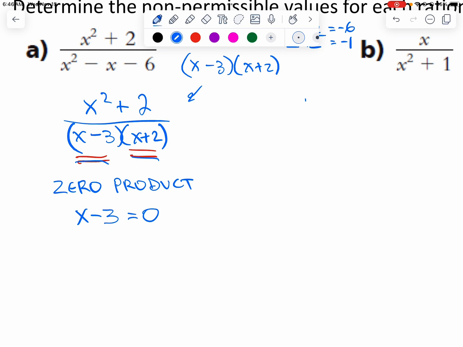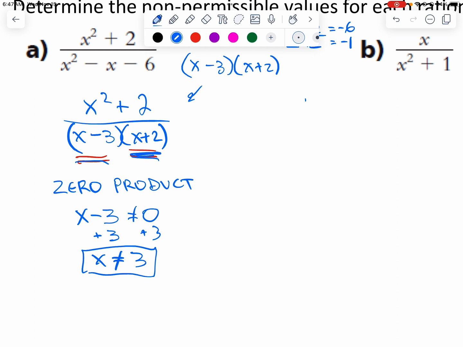And then you solve for x. Add 3, I get x equals 3. So as soon as I say that, that's the value that this is, it's a non-permissible value. So x cannot equal 3. Sometimes I even start my non-permissibles by saying, well, that can't equal 0. Because as soon as that equals 0, my denominator is 0, and then I have an undefined expression. So there is one non-permissible value.